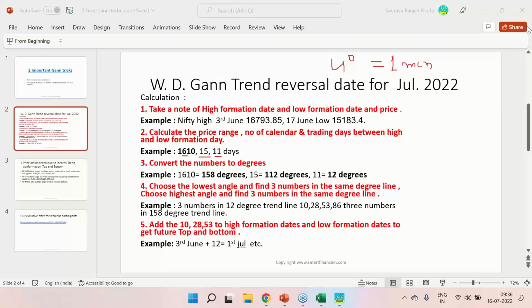Any number you get, price is a number only, in the various Gann studies, it has to be converted to degrees. Once it is converted to degrees, all resistance, support, everything should be calculated in degree terms. So we have converted to degrees.